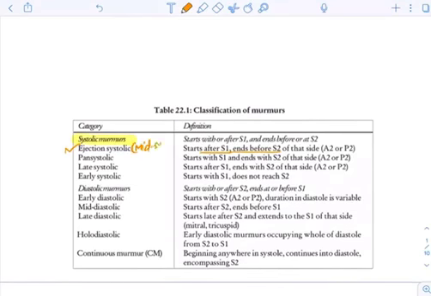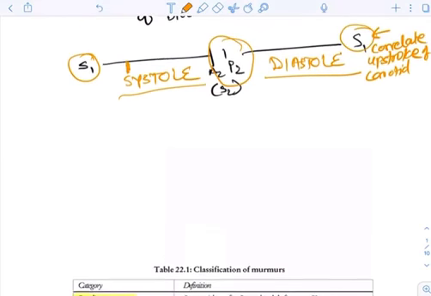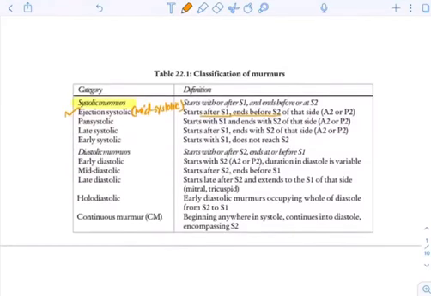So it is ideally a mid systolic murmur. If we put it here, the mid systolic murmur starts after S1 and ends before S2. So here it will be like this. This is the ejection systolic murmur.